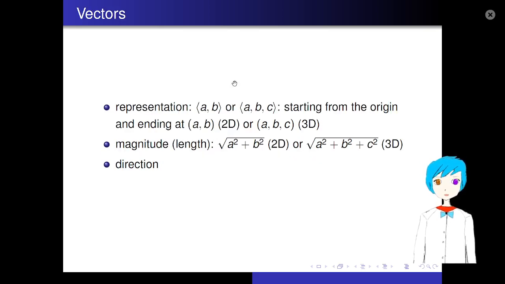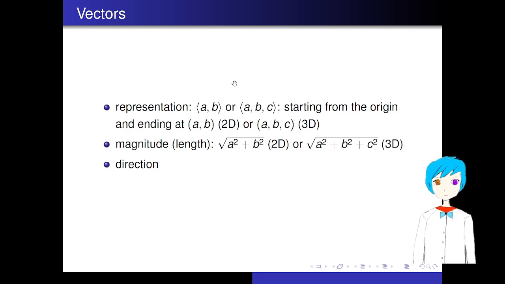Then we introduce the concept of vectors. Since we are mainly focused on 2D and 3D space, I only list the 2D and 3D representations here. Angle bracket a, b or angle bracket a, b, c means that the vector starts from the origin and ends at (a, b) for the 2D case, or (a, b, c) for the 3D case.